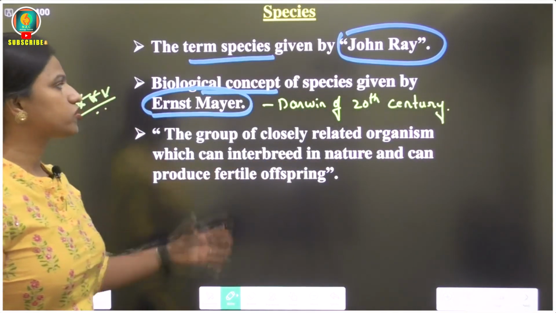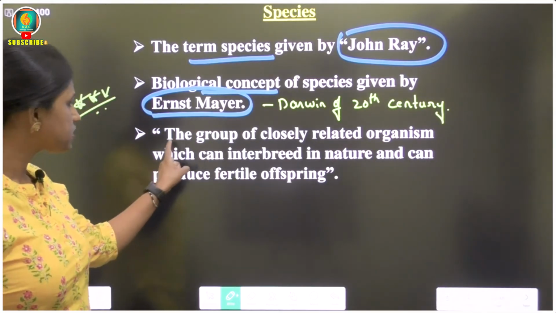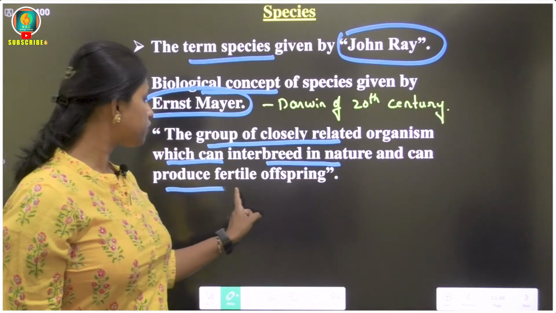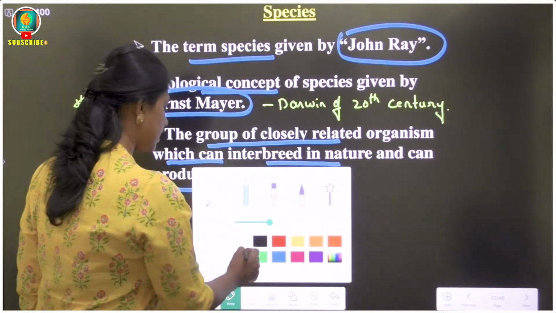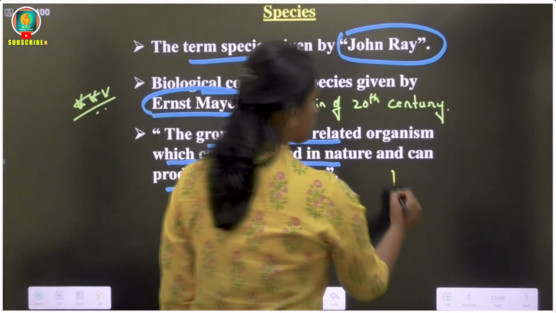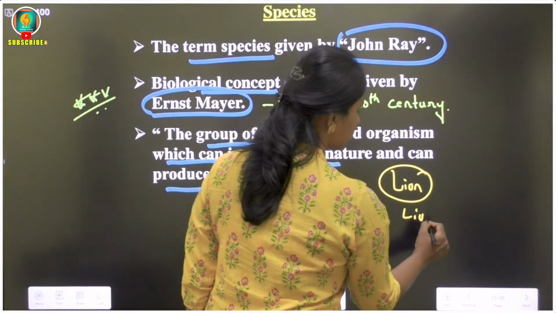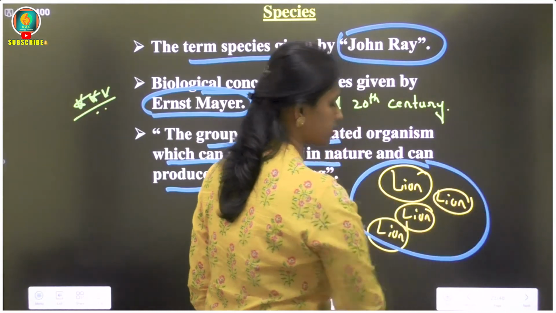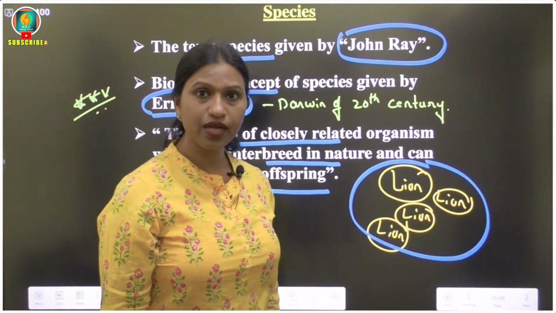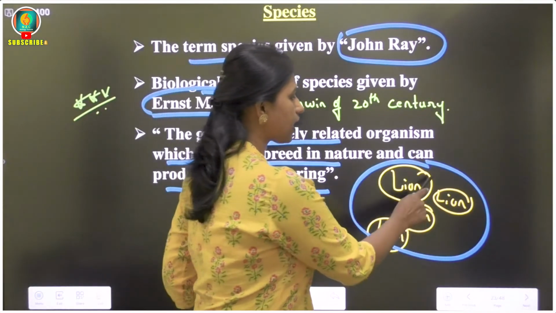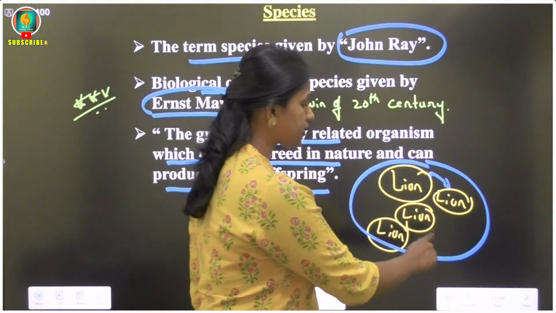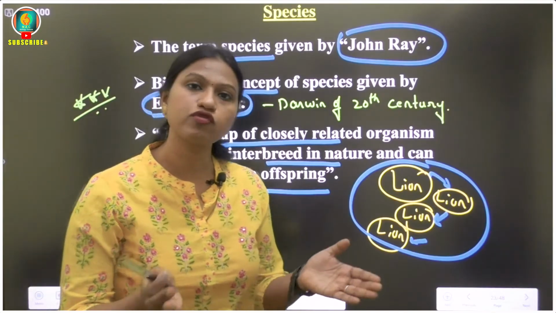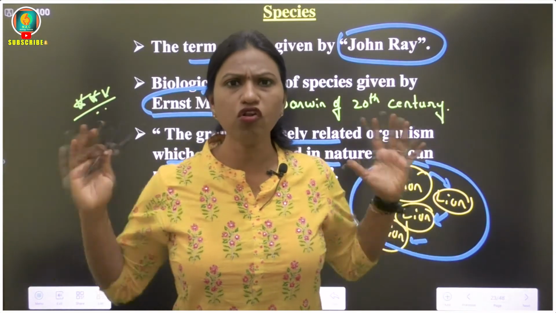So according to him, what does the biological concept of species mean? It means a group of closely related organisms which can interbreed in nature and can produce fertile offspring. For example, let me consider a lion group, a population of lions. Many lions are there in this population. These lions can interbreed among themselves between male and female. So this lion can interbreed with this lioness. Mating can occur between them, so that when they give birth to an organism, of course that is also a lion only.